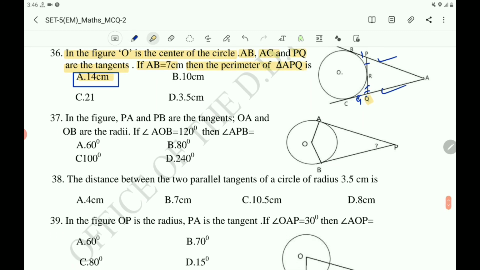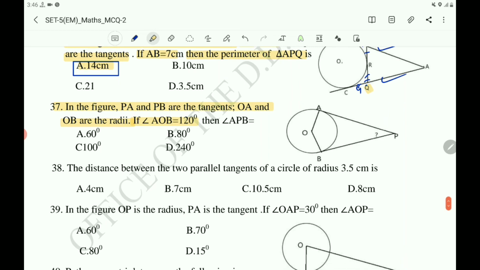Then you take the next question, question number 37. In the figure, PA and PB are the tangents, OA and OB are the radii. If angle AOB equals 120 degree, then angle APB equals. Here which angle is given? Angle AOB is given, that is 120 degree. To get this angle, subtract 120 degree from 180 degree, you will get 60 degrees. So the answer is option A. Question number 37, option A is the answer.